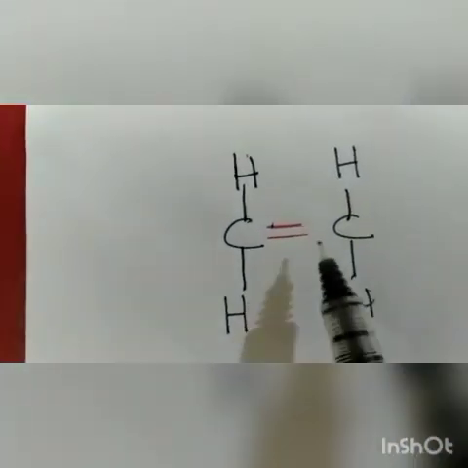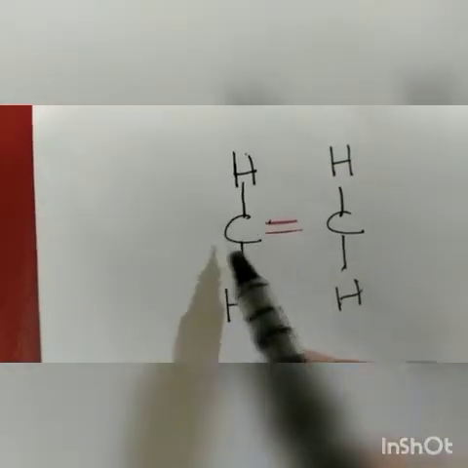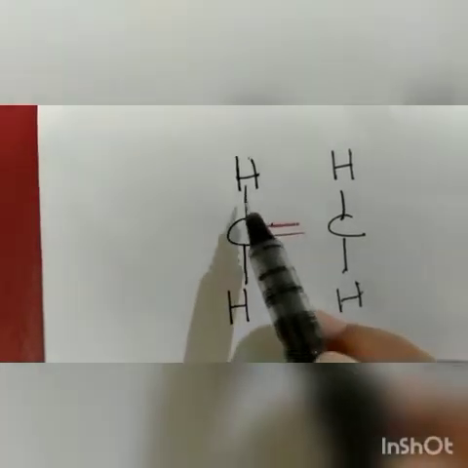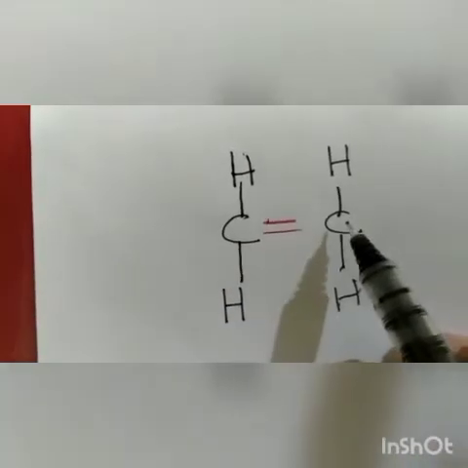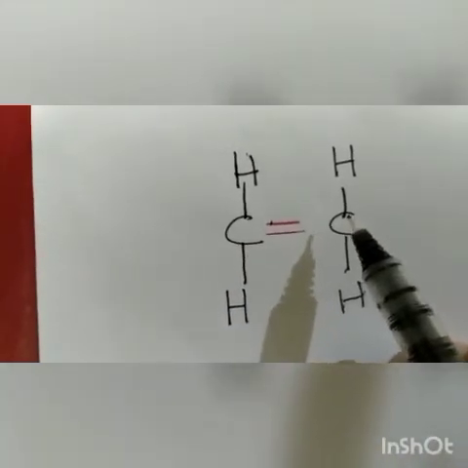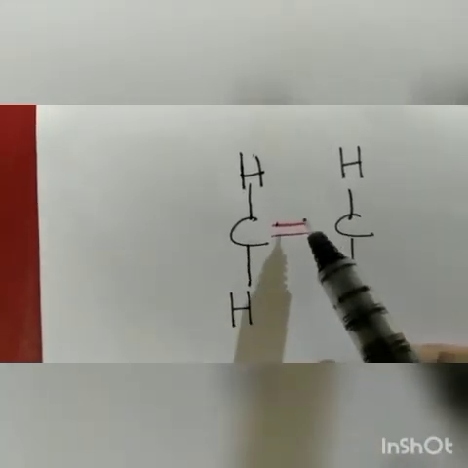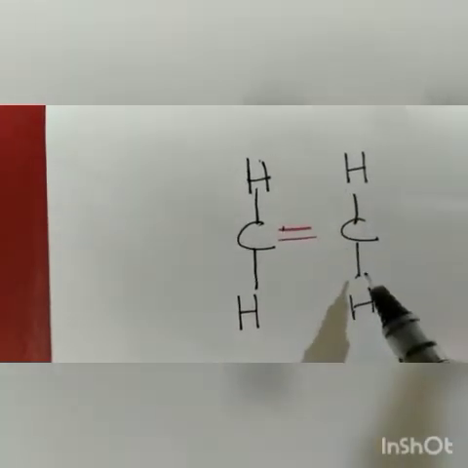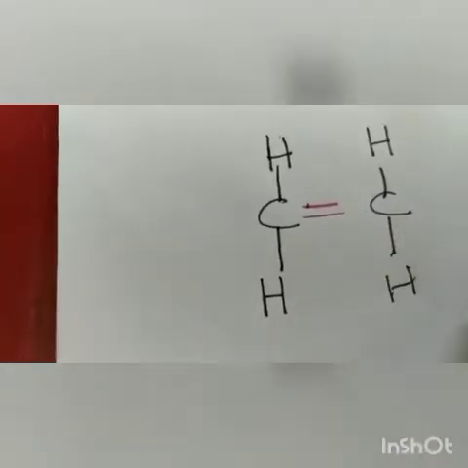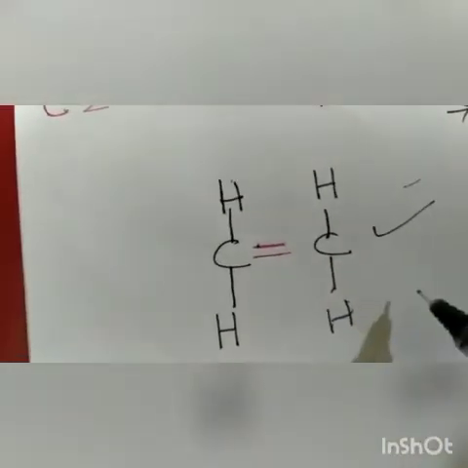Now just check whether the valency is satisfied or not. You see this is C. How many valence electrons does it have? 4. So 1, 2, 3, 4. So the valency of the first carbon atom is satisfied. Now please check the second carbon atom. How many valence electrons does it have? 4. So 2 are used up here, 2, 3, 4. Understood? So this is the correct structure.